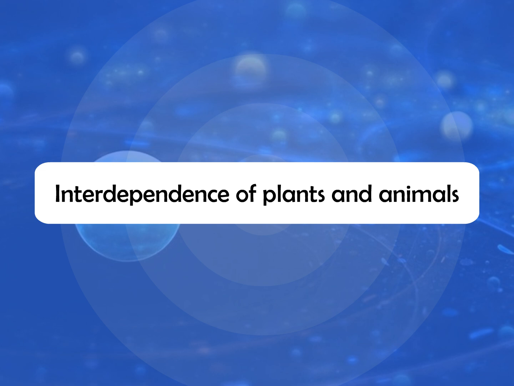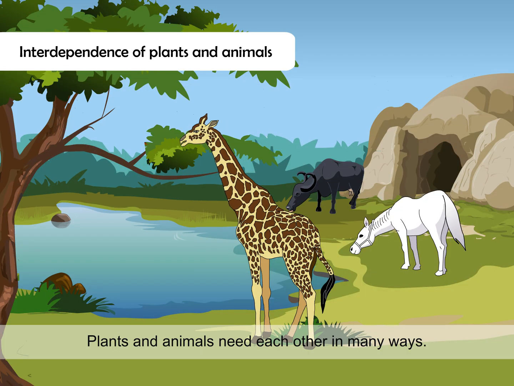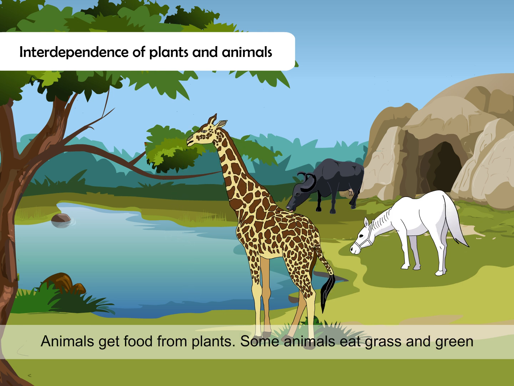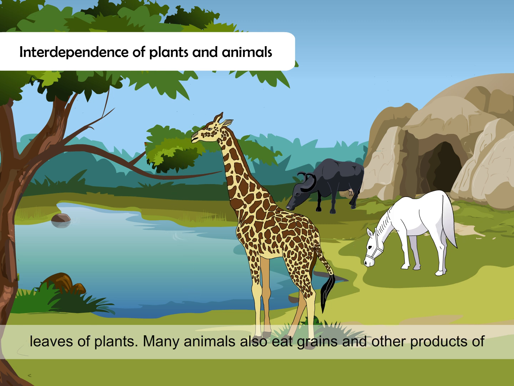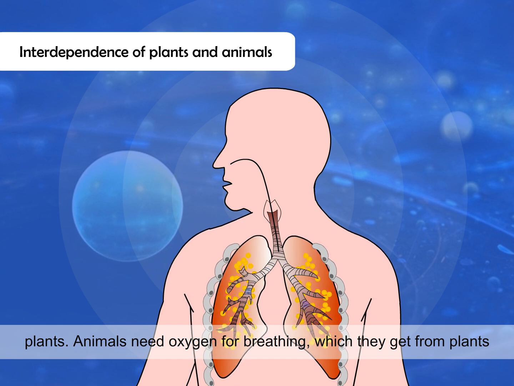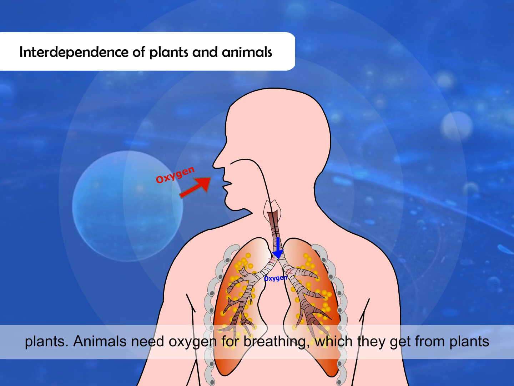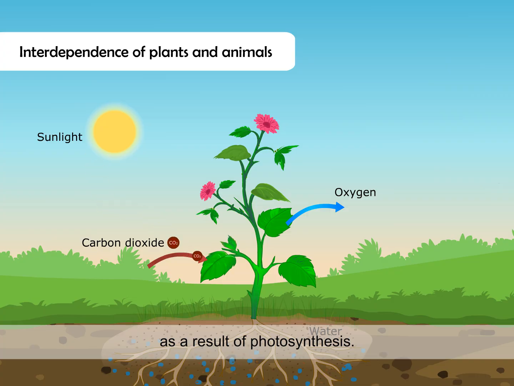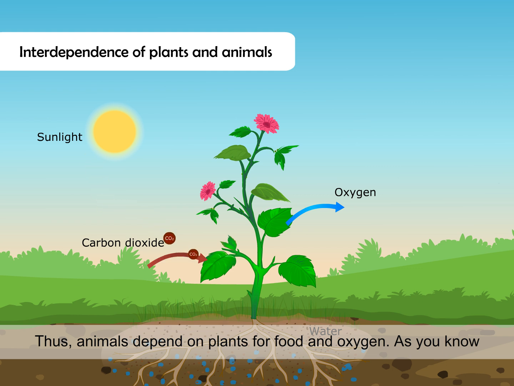Interdependence of plants and animals. Plants and animals need each other in many ways. Animals get food from plants. Some animals eat grass and green leaves of plants. Many animals also eat greens and other products of plants. Animals need oxygen for breathing, which they get from plants as a result of photosynthesis. Thus, animals depend on plants for food and oxygen.